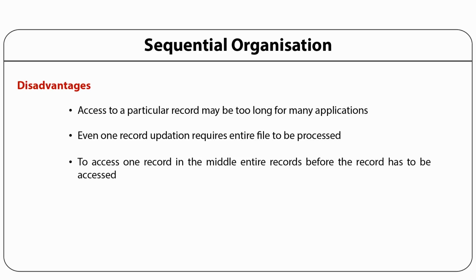As previously I have talked about, if you want to access a particular record in between, then you have to cross all the previous records to reach that particular record, and therefore accessing the file may take time for us. Not only that, if you want to do random searching on sequential records, it is very difficult.